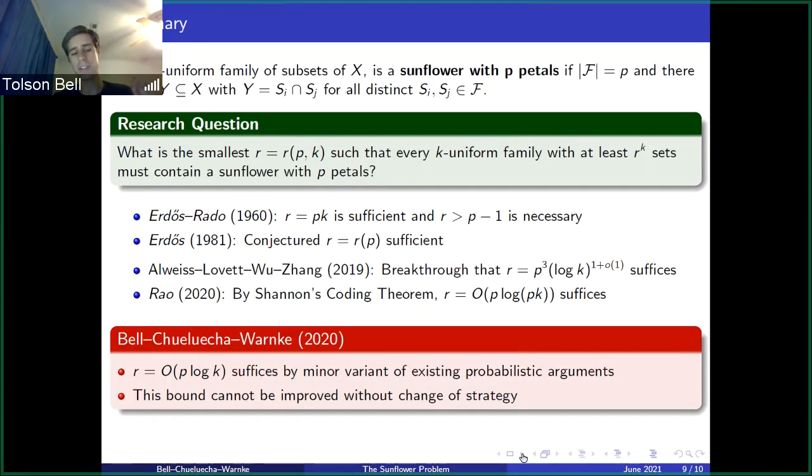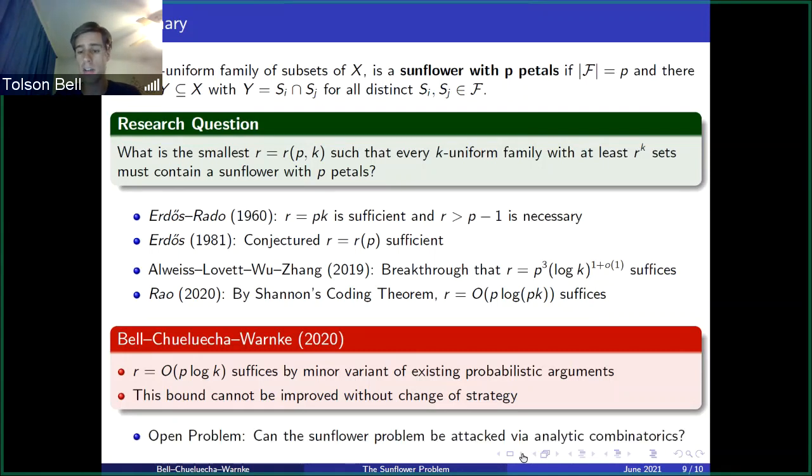We also showed that this main lemma is sharp, and so it's going to be hard to improve past p log k. But Alweiss, Lovett, Wu, and Zhang had a really good breakthrough, and there might be other ways to apply their ideas. Maybe there are other ways to apply entirely different ideas. We looked at this from a pretty probabilistic perspective, probabilistic combinatorics, these random partitions. Maybe there are some other tools, enumerative combinatorics, maybe analytic combinatorics, looking at generating functions. I think there are a lot of ways this really important problem could still be improved.